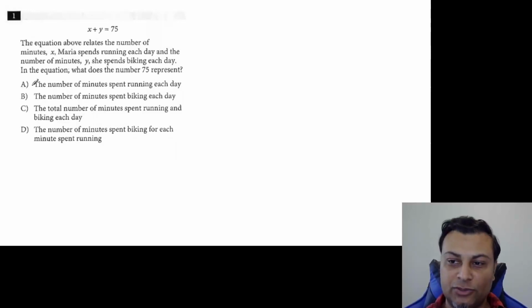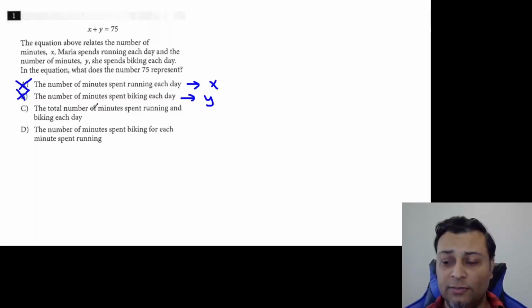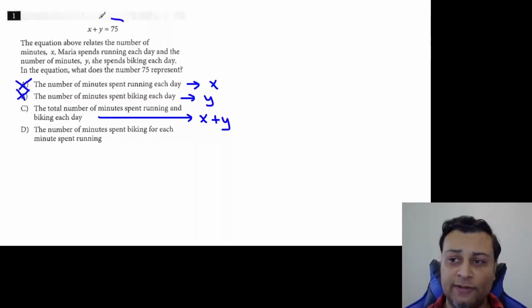So let's look at the options. The number of minutes spent running each day. Running is x. Biking each day would be y. So these are not the answer. Total number of minutes spent running and biking would be x plus y. And x plus y is 75. So this is the answer.